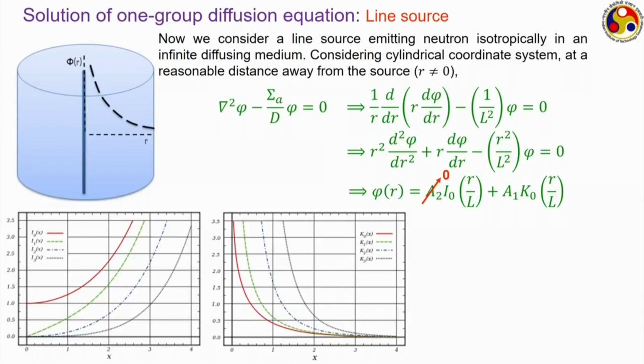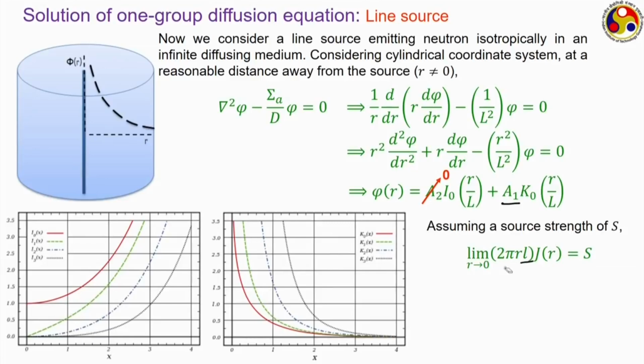Now, to evaluate this particular constant A 1, we have to use a condition similar to the previous slide, where, assuming a source strength of S, the neutron current density multiplied by the area of a cylinder should be equal to the source strength. So, at a distance r from the source, or assuming a cylinder of radius r and of height small l, the corresponding surface area of the cylinder is 2 pi r l, which multiplied by the current density should be equal to S.